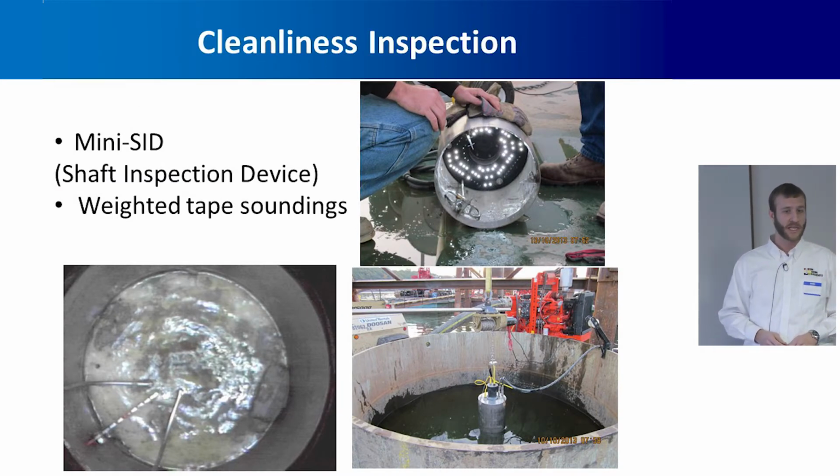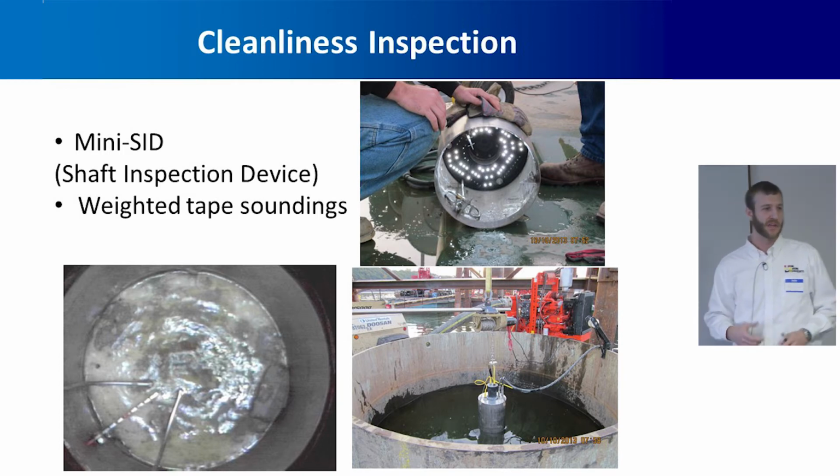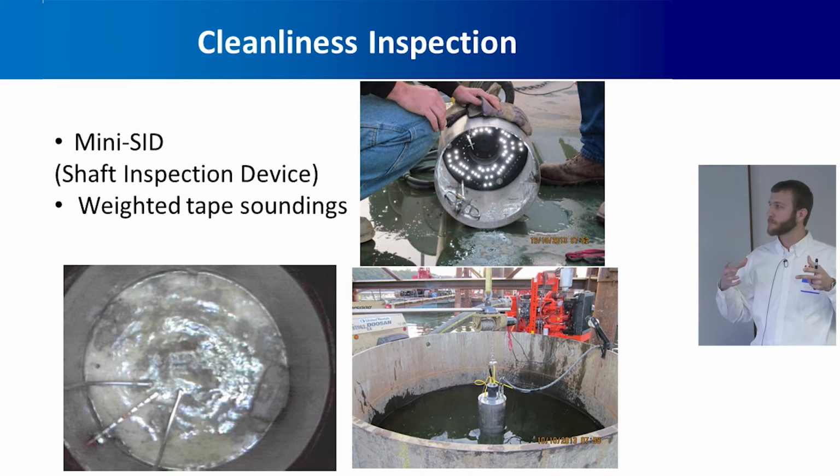Once we've got the hole clean, we inspect it. This is some pictures of the mini SID, which we'll talk about in detail later. But it's basically a little diving bell, or a bucket with a camera and a set of lights in it, so we can go down and look at the base of the shaft and make sure it's clean. We also would always use just a weighted tape to feel the bottom.